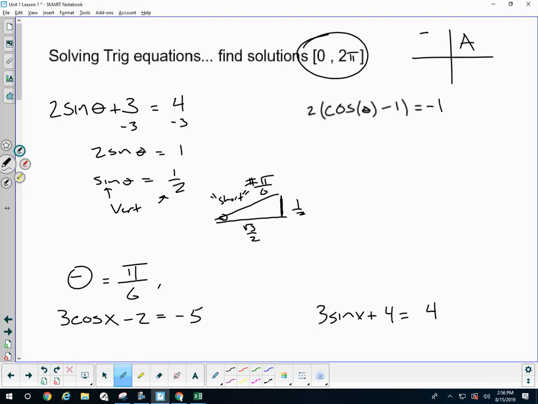Remember this acronym, ASTC, all students take calculus. This is telling me which trig function is positive in which quadrant. So all trig functions are positive in the first quadrant. So sine's positive, that's why pi/6 works. Sine is positive in the second quadrant. So since sine of theta equals positive 1/2, that's why I know I need that pi/6 in the second quadrant.